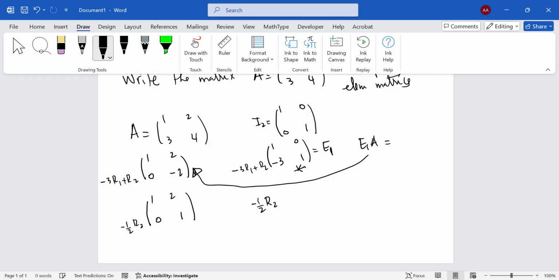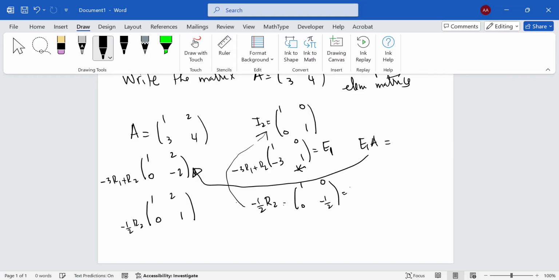Not on the E1. No. We're going to do the same one on the identity. Every step, every row operation we do on the matrix on the left, we have to do the same one on the identity, on the original. You don't do it on the E1. Please avoid that mistake. You do it on the identity. So what I get is 1, 0, 0, -1/2.